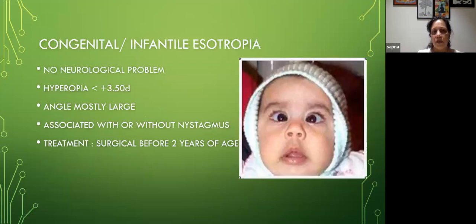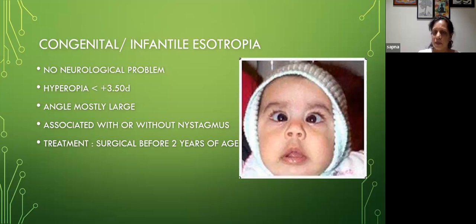The features of a congenital or infantile esotropia are, first of all, there is no neurological problem. There is no significant hyperopia. It could be less than 3.5, but it can be around 6, 7 and still be an infantile non-accommodative esotropia. Angles are mostly large. They can go anywhere from 40 to 70 prisms. They can go into cross fixation. They may or may not be associated with nystagmus. The ideal time for management is before 2 years of age, because by then they can develop stereopsis. But this should not be your criterion for treatment.